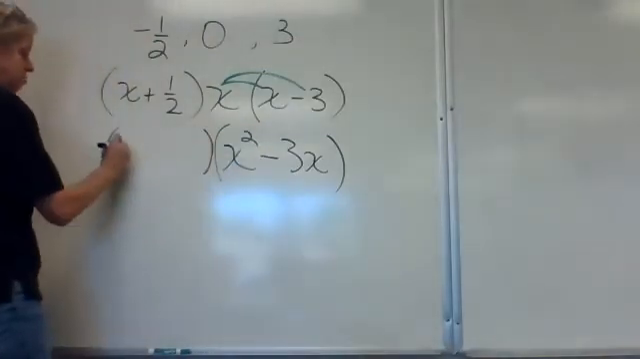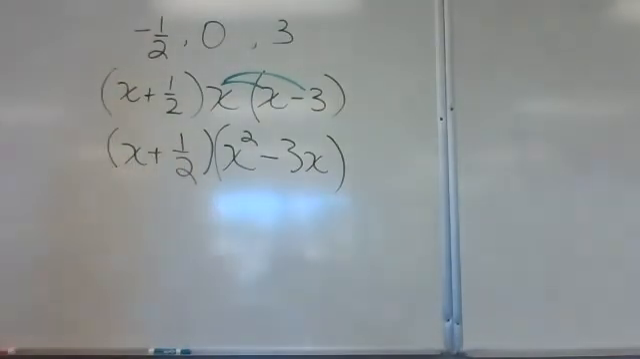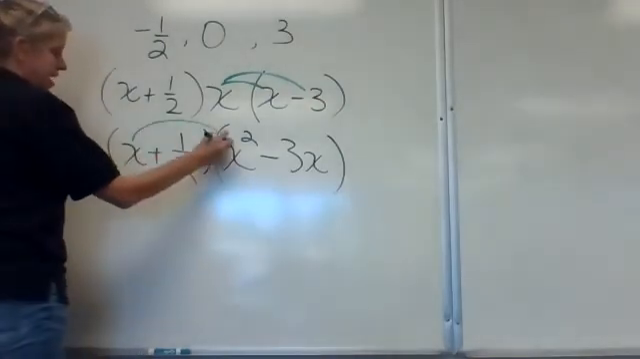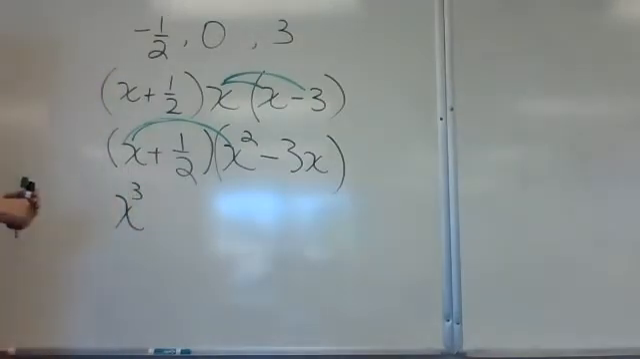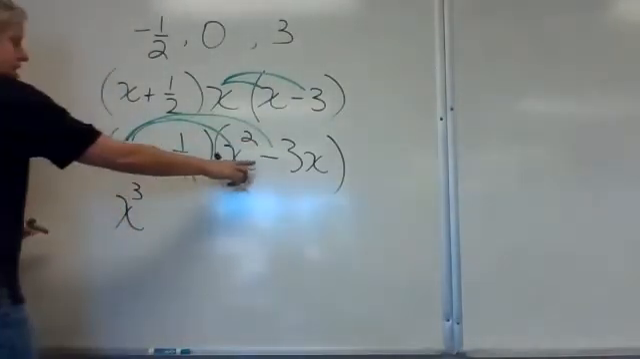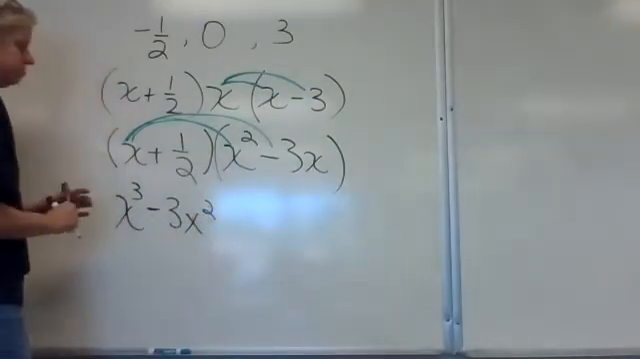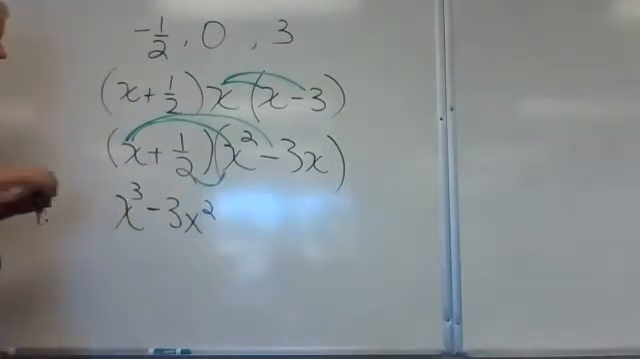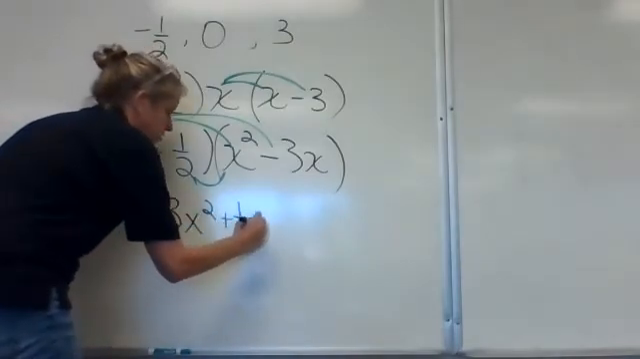Now I'll just drop down my x plus 1/2, because even though I tried to avoid it as long as I can, I'm eventually going to have to multiply with that fraction. So I'm going to FOIL here. x times x squared gives me x to the third. My outer, x times negative 3x gives me negative 3x squared. My inner, positive 1/2 times x squared is positive 1/2 x squared.